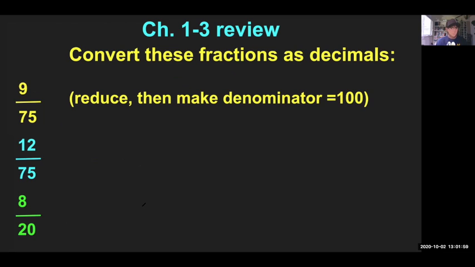All right. Now why don't you try the last one, 8 over 20. Ready, go. All right, so you should have had, it's going to equal something over 100. That's how we get started. 20 times 5 is 100, and 8 times 5 is 40. So then you have equals 0.40, or you could have just 0.4. It's the same thing. Remember, when there's a 0 at the end, you don't really need it. Cool.